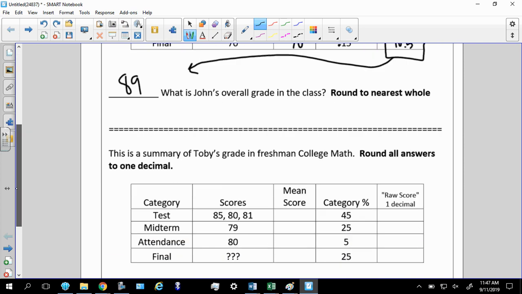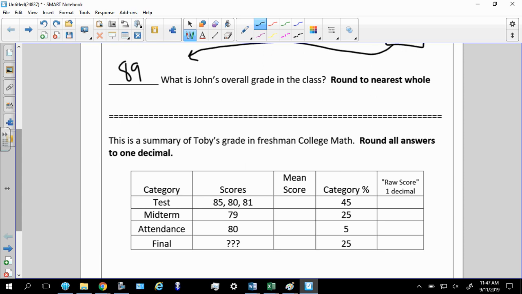All right. Next one is Toby's grade. Now, the thing about Toby's grade, just let that bell ring. All right, so the thing about Toby's grade, and that is he hasn't taken the final yet. So the final is a big question mark. All right, so we're going to have to work backwards a little bit.